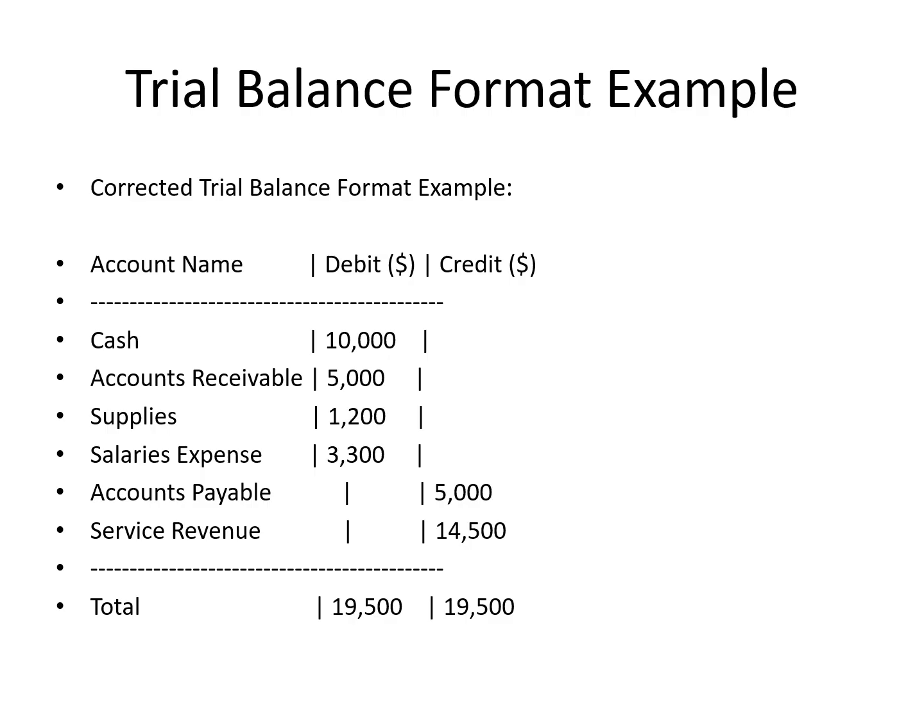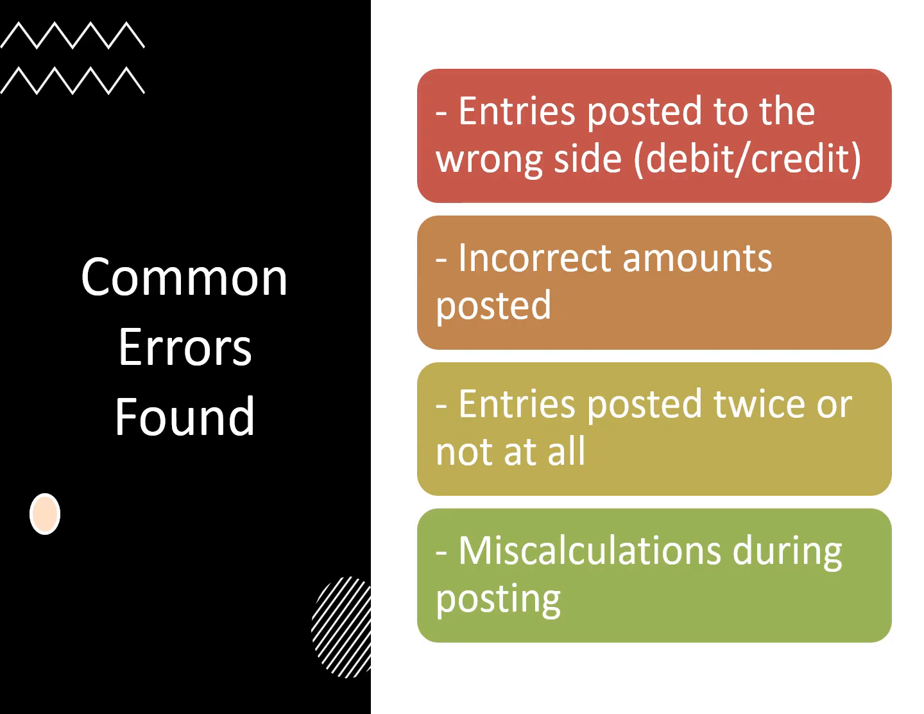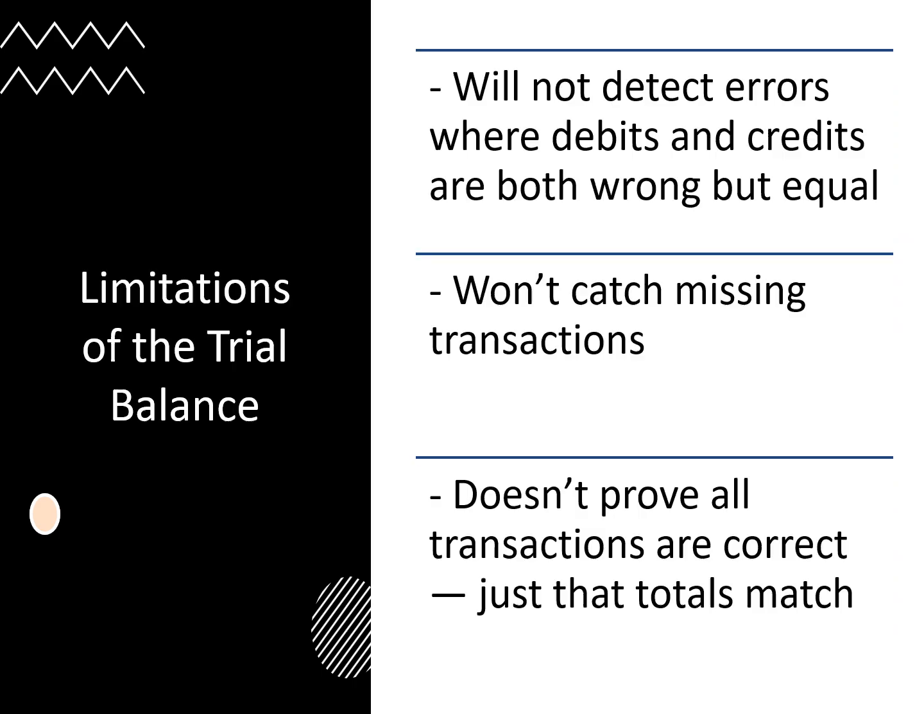Now let's look at this example. Notice how the debit and the credit columns are equal. That's what you want to see in a trial balance. Trial balances usually help catch entries posted to the wrong side, wrong amounts, posting twice or not at all, and simple math mistakes. Trial balances don't catch everything.